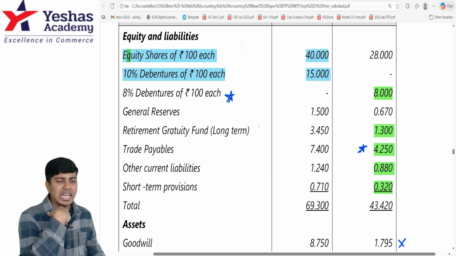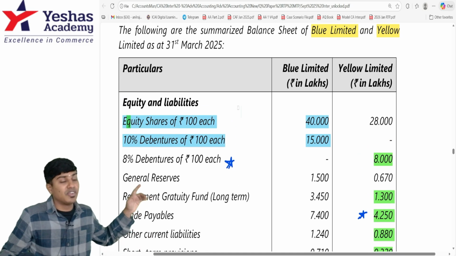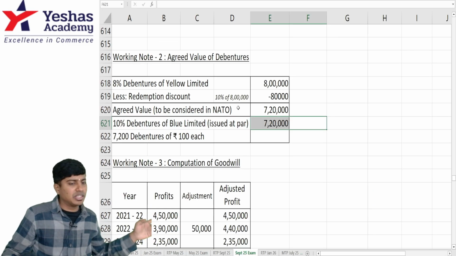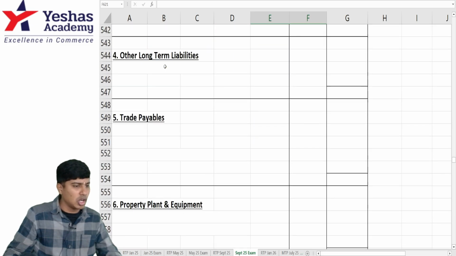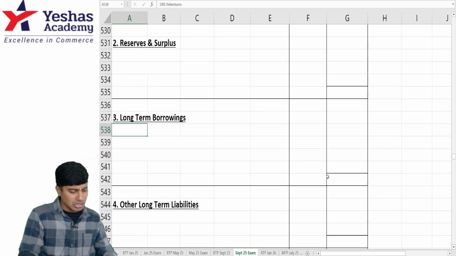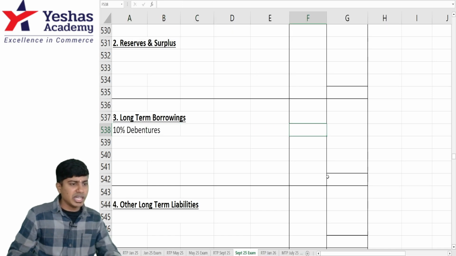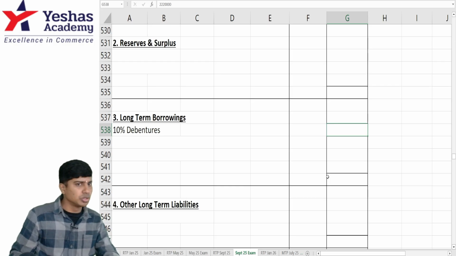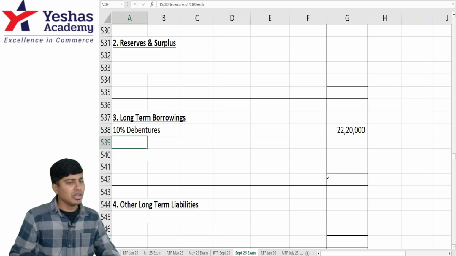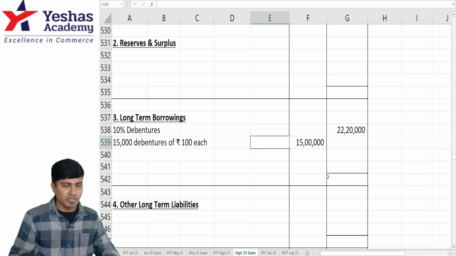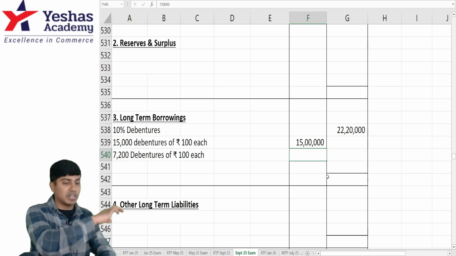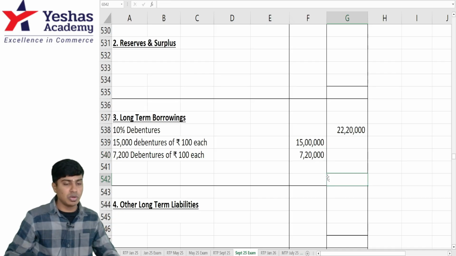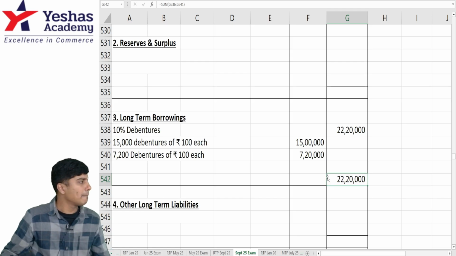We already had 15 lakh worth of long-term borrowing in the form of debentures. To debenture holders of transferor, Yellow, we issued 7 lakh 20,000 worth debentures in transferee. If I add, 22 lakh 20,000 will become my long-term borrowings. I would write long-term borrowings, 10% debentures. What was there till now, plus what I issued, 22 lakh 20. Pakka? 15,000 debentures of 100 each, 15 lakh was there. I issued 7,200 debentures of 100 each to debenture holders of transferor, 7 lakh 20. Together 22 lakh 20. I hope you all got it.